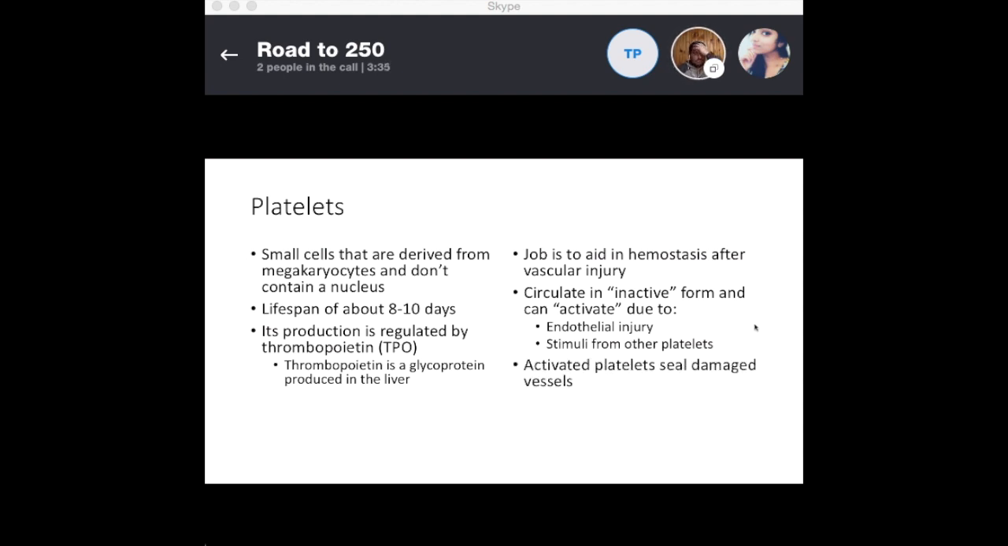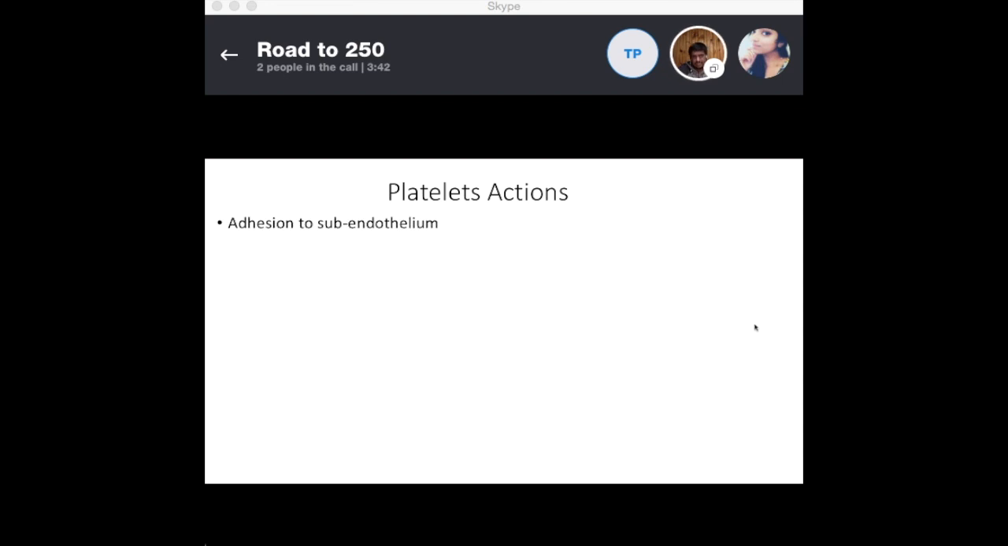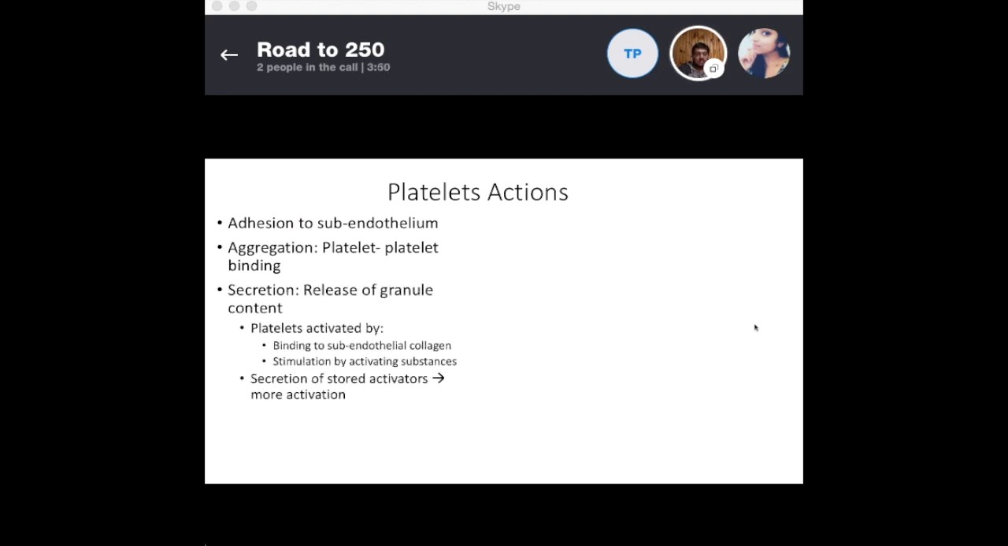So activated platelets' basic job is to seal damaged vessels. The actions of the platelets are adhesion to the subendothelium, aggregation, which is platelet to platelet binding, and then their other job is secretion, where they release granule contents. These platelets are activated by binding to subendothelial collagen, and they're stimulated by activating substances. So the more secretion of the stored activators, the more activation it has.